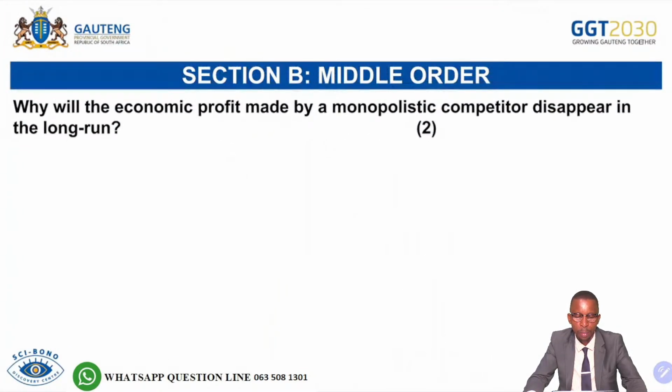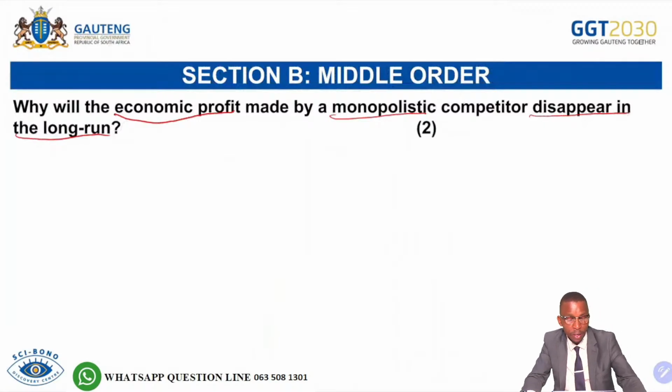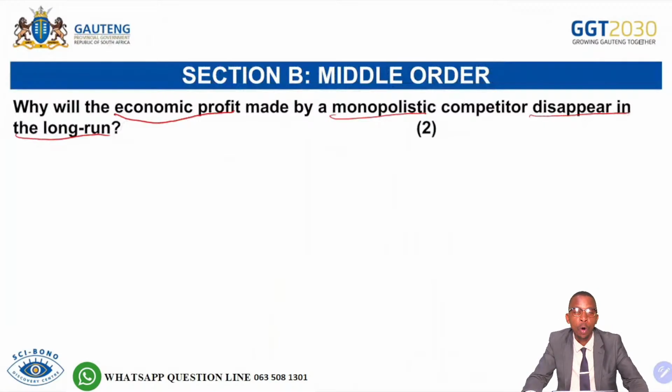Why will the economic profit made by monopolistic competitors disappear in the long run? Firstly, we are talking about the profit. Why will the economic profit made by whom? Monopolistic competitors disappear in the long run? There is a lot of information to link in this question statement. Why will the profit enjoyed by a monopolistic competitor disappear?